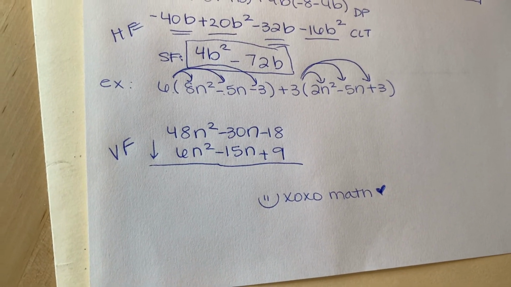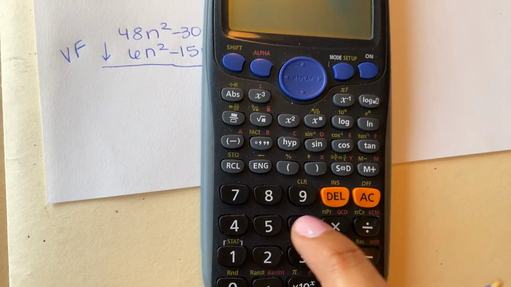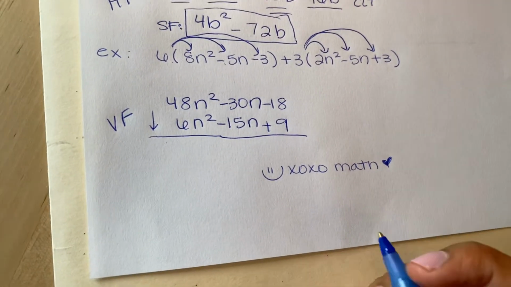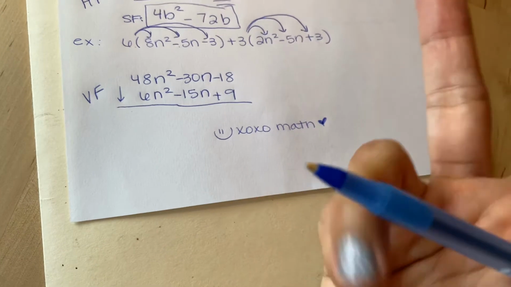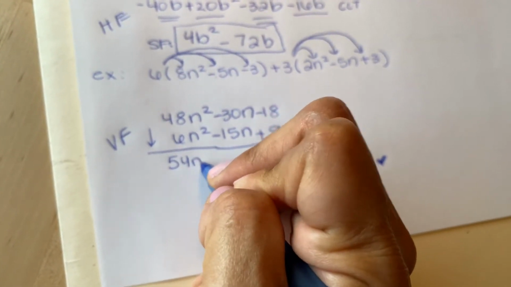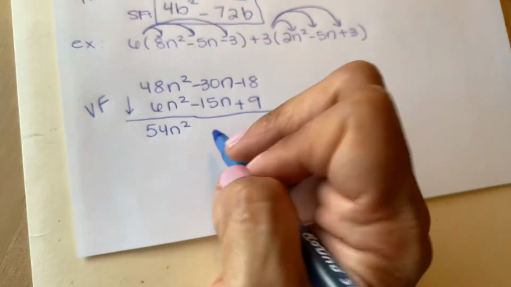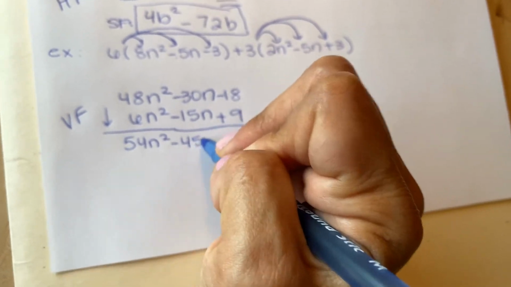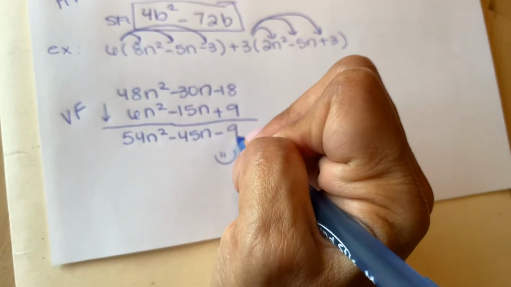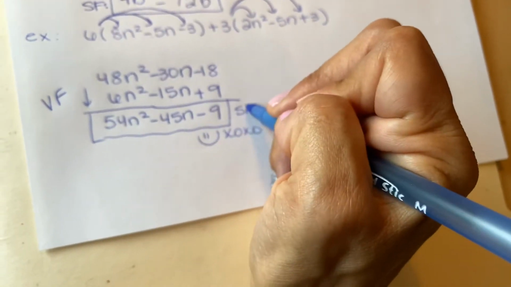So 48 plus 6, if you don't know what that is, 54, right? Or you could use your fingers: 48, 49, 50, 51, 52, 53, 54. Okay, so 54n squared. Negative 30, negative 15, they both are negatives, so negative 45n. Negative 18 plus 9, negative 9. And there is your beautiful standard form, okay?